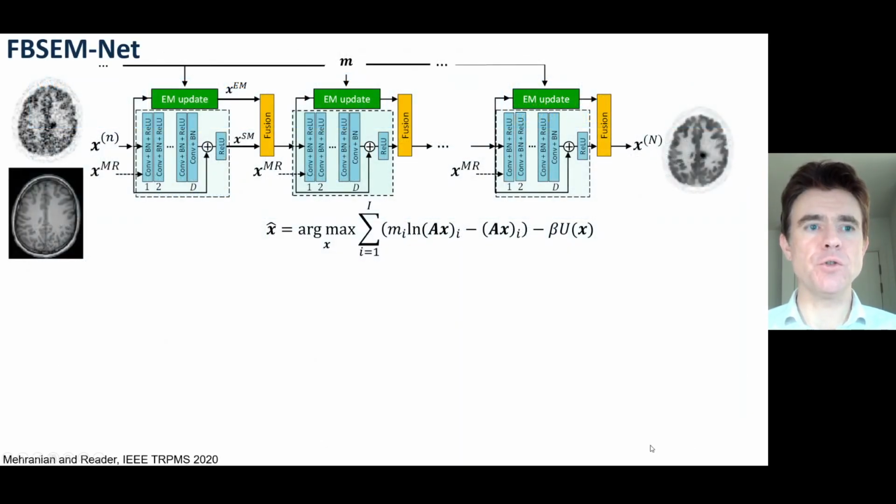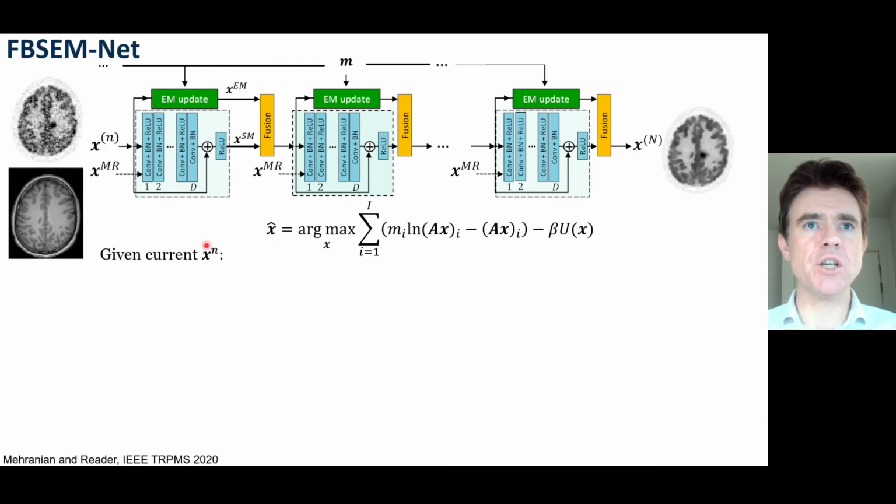So let's take a closer look at FBSEM Net. So again, this is like the MapEM update framework. We've got the data-based update, EM update, and then we've got a deep network for the regularizing prior here. And let's take a look at what is going on clearly here. So we've got the Poisson log likelihood shown here. And again, we've got the regularization term here based on a prior or a penalty U of X. And we're trying to find an X that will maximize that objective function, the log posterior.